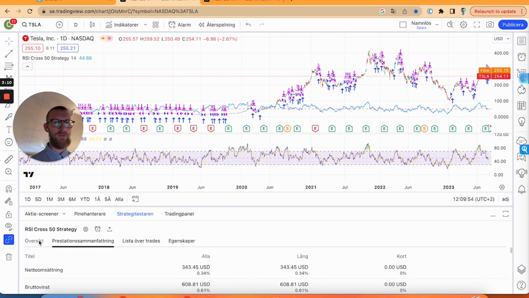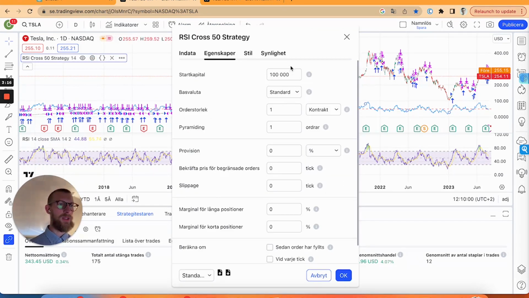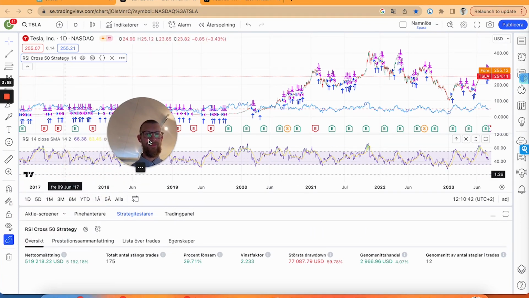Oh yeah, we got to do something else. To actually see if it works, we need to change some settings. We start with $1,000. And instead of one contract, we'll do 100% of the capital. We need to add some provision or fee. All right, nice.